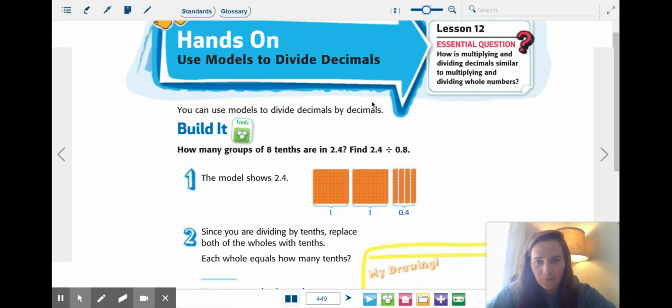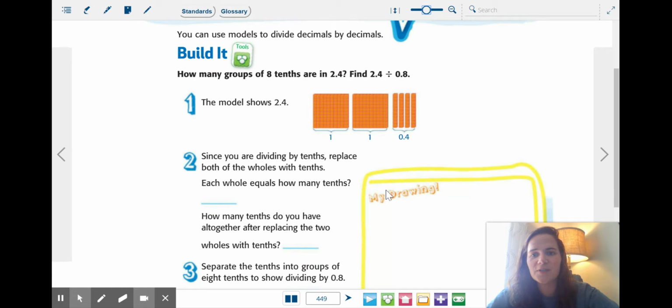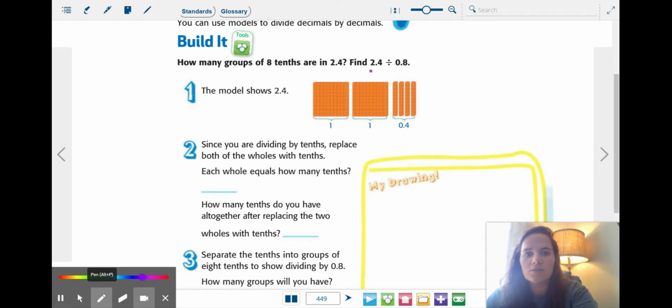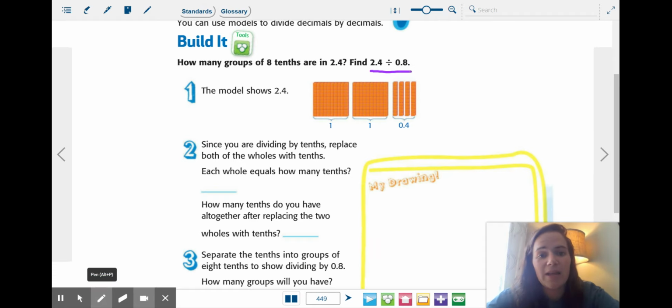Okay. So let's look at this first example. It says, how many groups of 8/10 are in 2 and 4/10? In other words, what we're finding here is 2.4 divided by 0.8, or 2 and 4/10 divided by 8/10. So what we need to do is take these 2 and 4/10 that they have modeled here, and group them into groups of 8/10.